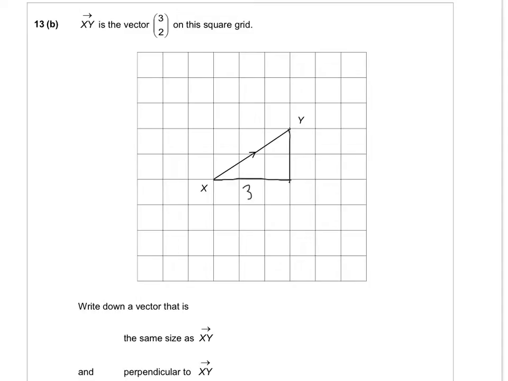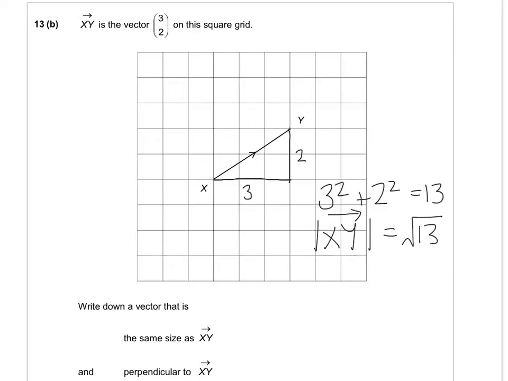To work out the size of this vector, I could use Pythagoras. 3 squared plus 2 squared is 13. So the size of vector xy is the square root of 13. That's the size of it. So the vector I write down has to be the same size. It's still got to use the numbers 2 and 3. They're squared, so they can be negative, and it would be fine. And it's got to be perpendicular.